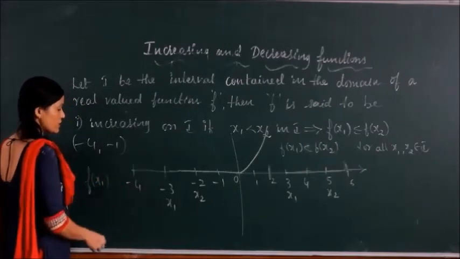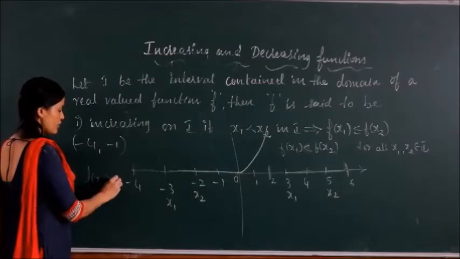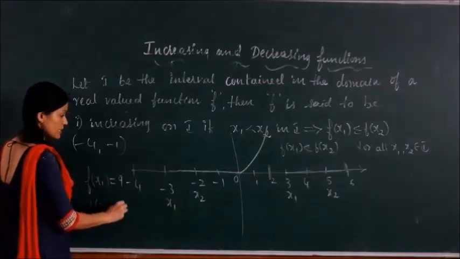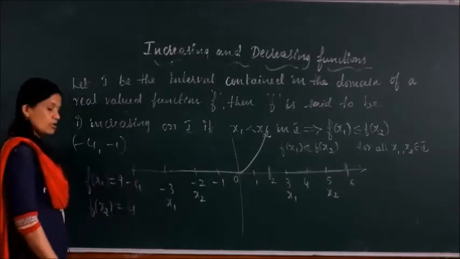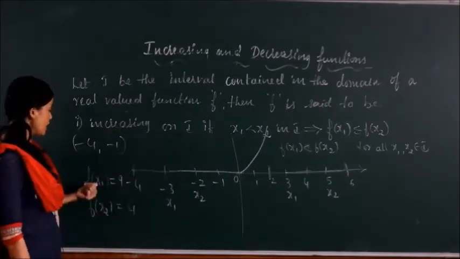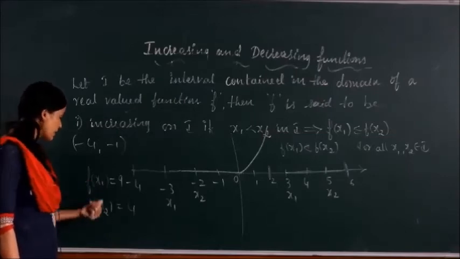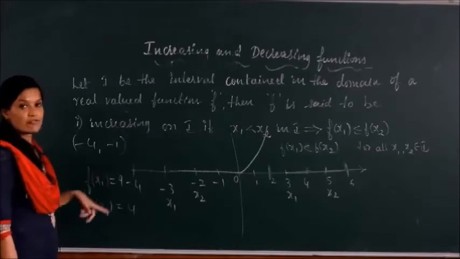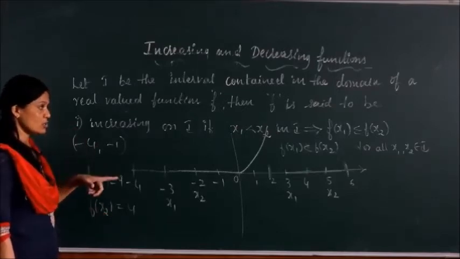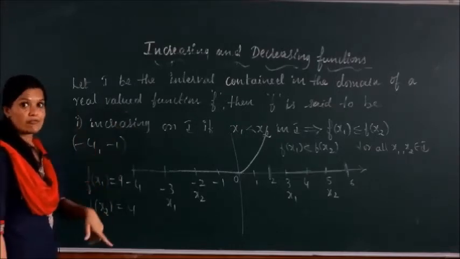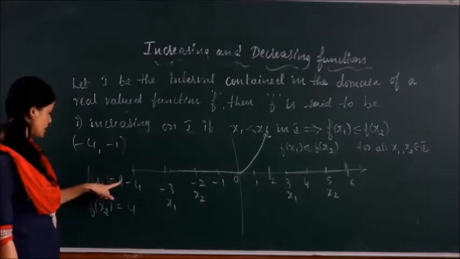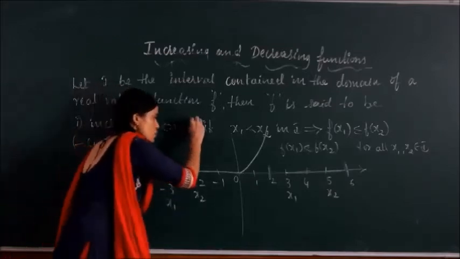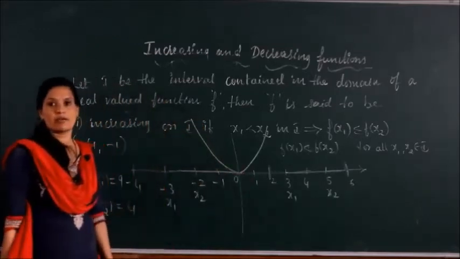So what is f of x1? f of x1 is f of -3. What is f of -3? I get 9. f of x2, that is f of -2. What I get? I get 4. So f of x1 is greater than f of x2, right? So decreasing function's condition: x1 is less than x2, f of x1 is greater than f of x2. See, f of x1 is greater than f of x2. So I can say that this function is strictly decreasing.